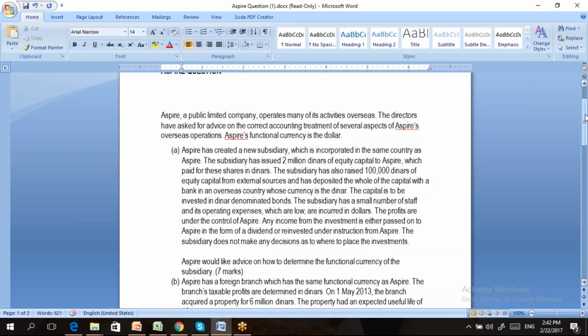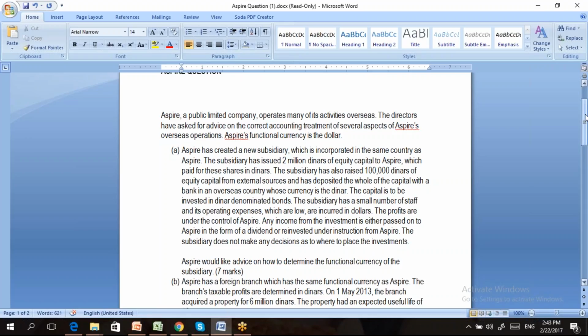So we have been given that the parent company, Aspire, has the dollar as its functional currency. That means we know their main activities all happen in dollars. Now, the first part is they have created a new subsidiary. I want you to understand the word created. It's a very specific thing when you create something. It's not incorporating a company; it's a creation which is incorporated in the same country as Aspire. So Aspire's functional currency is dollars, but they are forming another company, a subsidiary, in the same country.